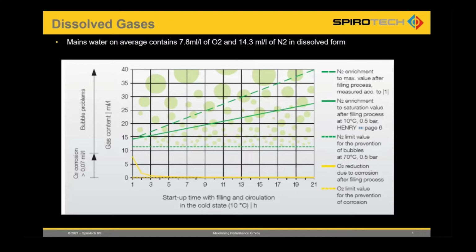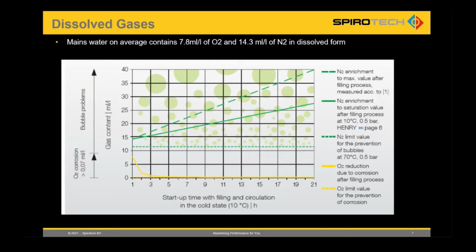If you can see on the graph, there's a yellow line at the bottom, a horizontal line right across the bottom, and then another solid yellow line on the left-hand side. That's about 7 or 8. So the oxygen content of water that comes out of the tap is approximately 7.8 millilitres per litre of water. When you put that in your system, you've got oxygen in that water.